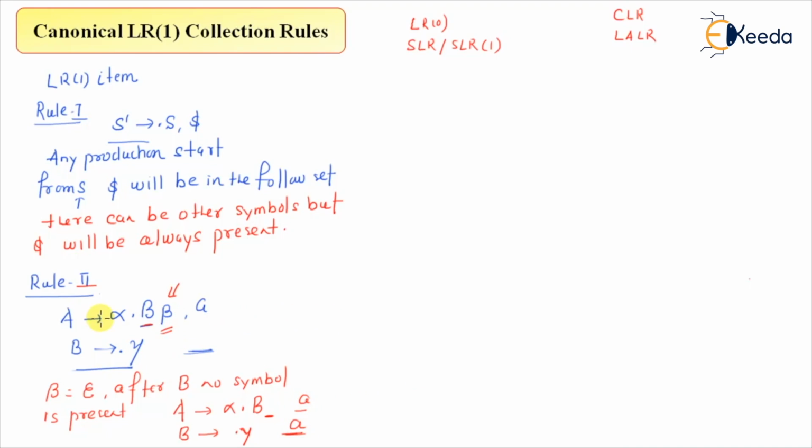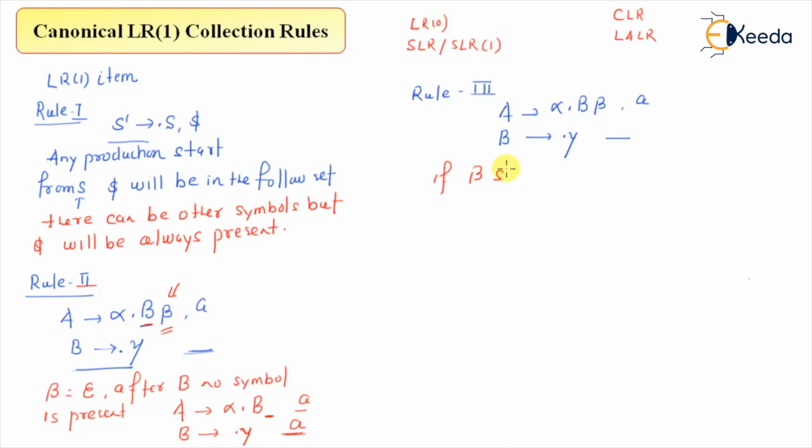Now rule 3. Rule 3 says that if beta is followed by a terminal. So now I'm writing here A derives alpha dot B, followed by beta followed by a, and I am writing here B derives dot gamma, and here I have to write something. Rule 3 says that if beta starts with a terminal, that is the rule here.